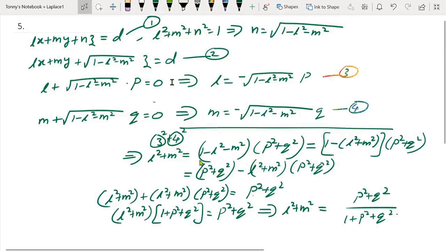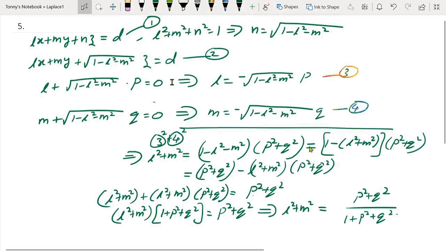So L square plus m square is equal to 1 minus L square minus m square into p square plus q square. So this is equal to 1 minus L square plus m square, this minus is common, into p square plus q square. Next we expand this bracket, that is 1 into this one and this L square plus m square into p square plus q square.